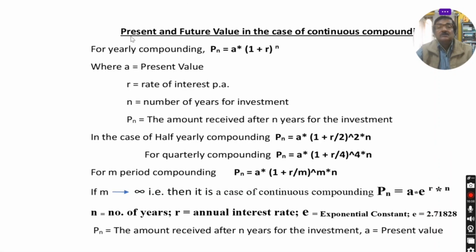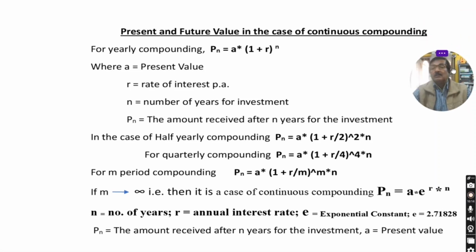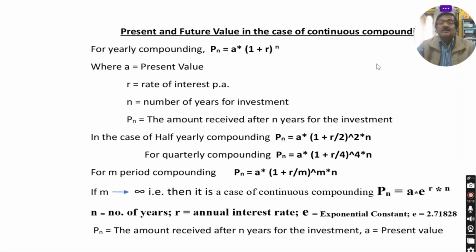Okay. Now we are going to discuss present and future value in the case of continuous compounding. Continuous compounding is very useful in different situations. Basically, in the case of option valuation, a derivative product, you will see the value of the option depends on underlying assets, say shares.